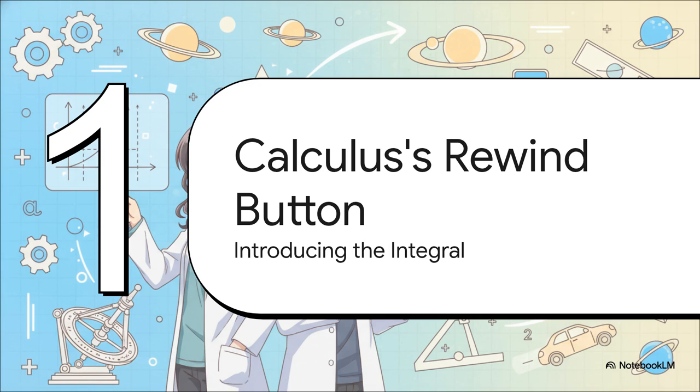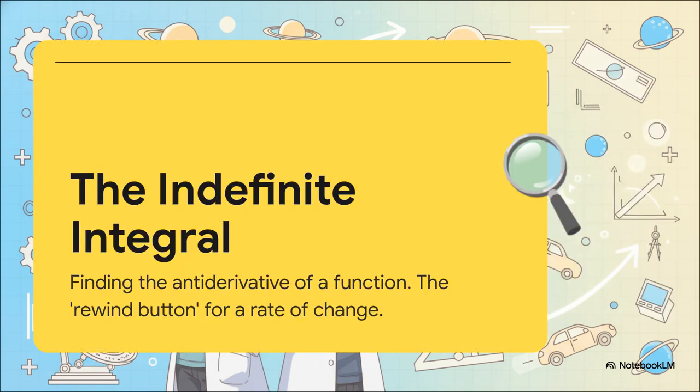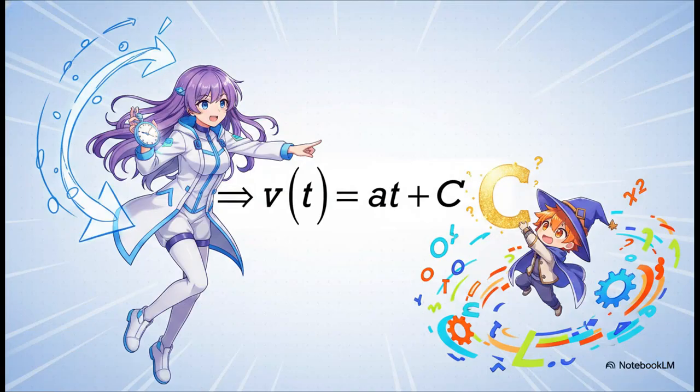It's called the integral. I love this analogy. Think of it like a rewind button for calculus. This process, integration, is basically the opposite of finding a derivative. You know how differentiation takes a function and tells you its rate of change? Well, integration takes that rate of change and gives you back the original function. It's awesome. So if acceleration is the change in velocity, then if we integrate acceleration, we should get velocity back. It's that simple. Okay, so let's do it.